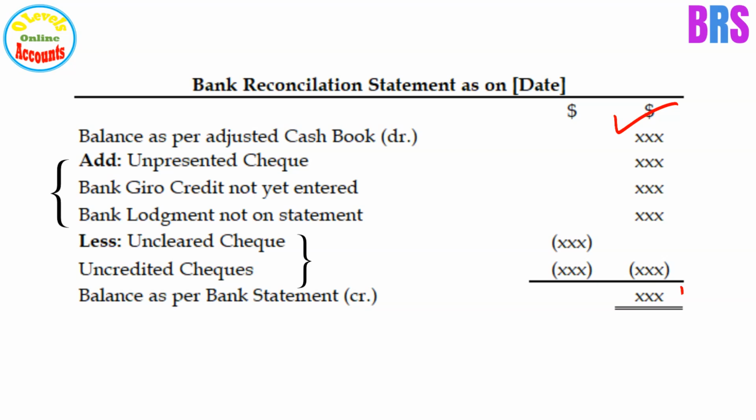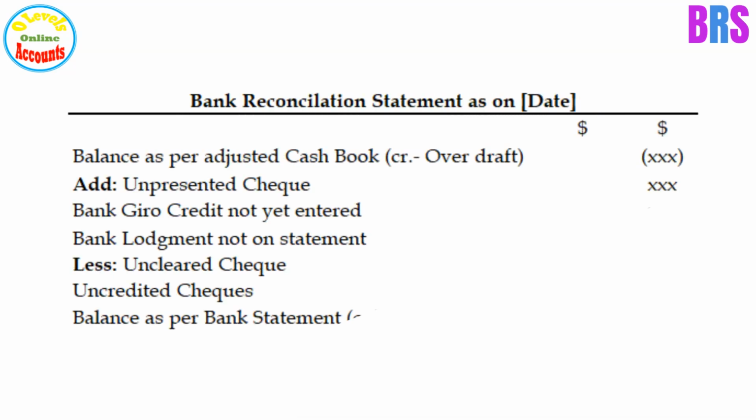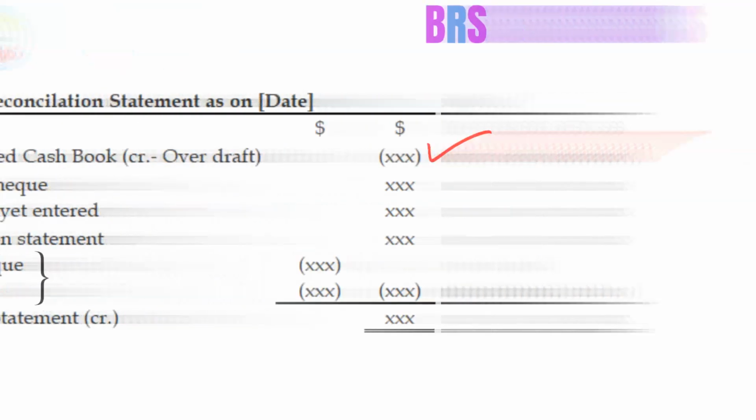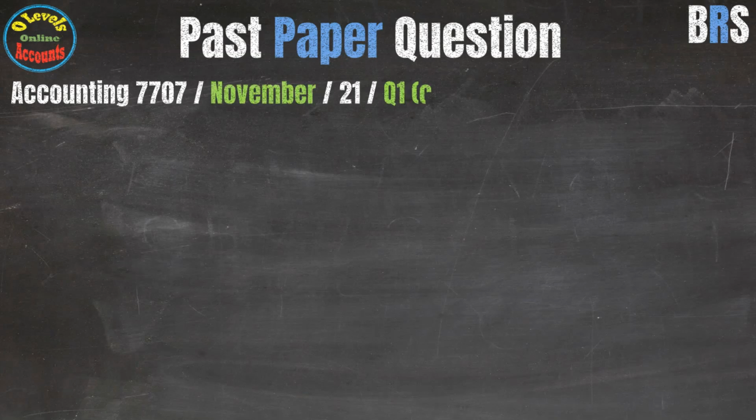Let's check other format of the BRS with the overdraft balance. In this format, we will start with the adjusted balance of the cash book, bank, column overdraft balance, which was determined by the previous format. Then do the same procedure as per the previous slide and get the balance as per the bank statement. Let's check some past paper question for the BRS. This past paper question belongs to Accounting 7707, November attempt, Variant 2-1, Question 1, Part C and D.